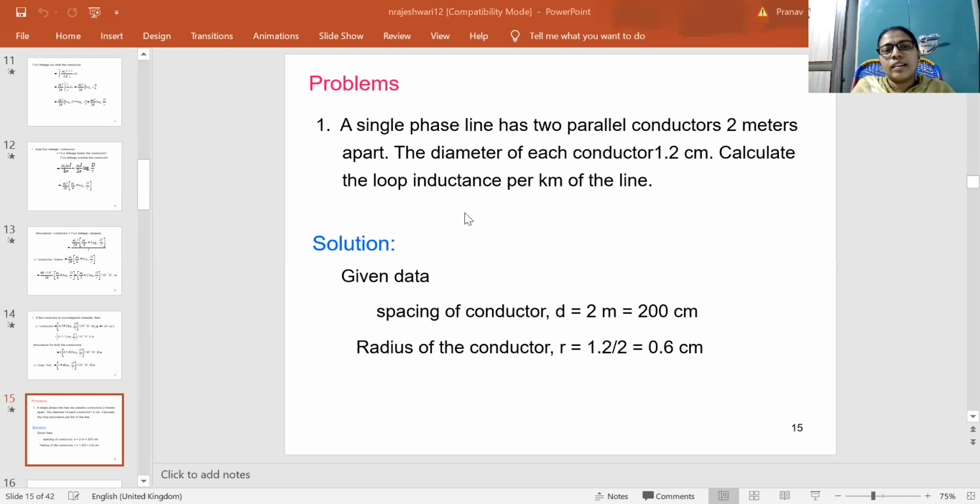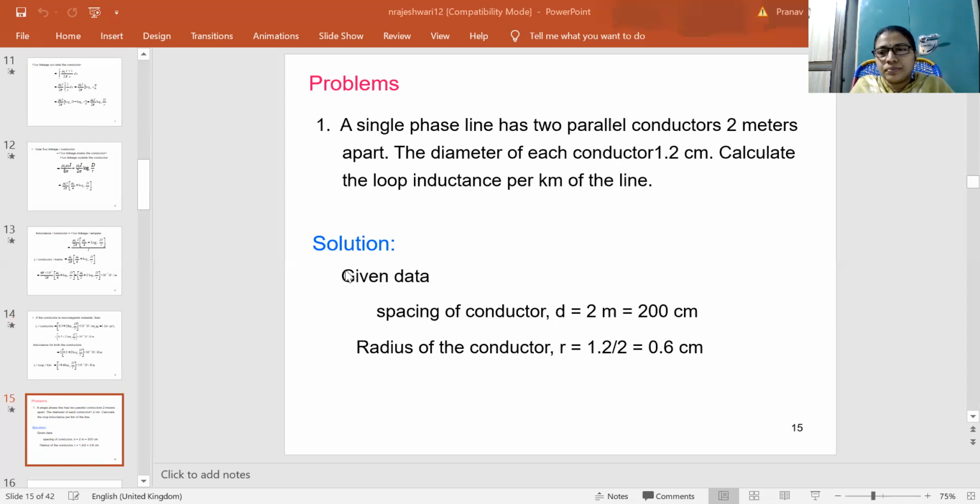We will calculate the single phase inductance of the conductor. The single phase line has two parallel conductors 2 meters apart, and the diameter of each conductor is 1.2 centimeters, and calculate the loop inductance per kilometer of the line.